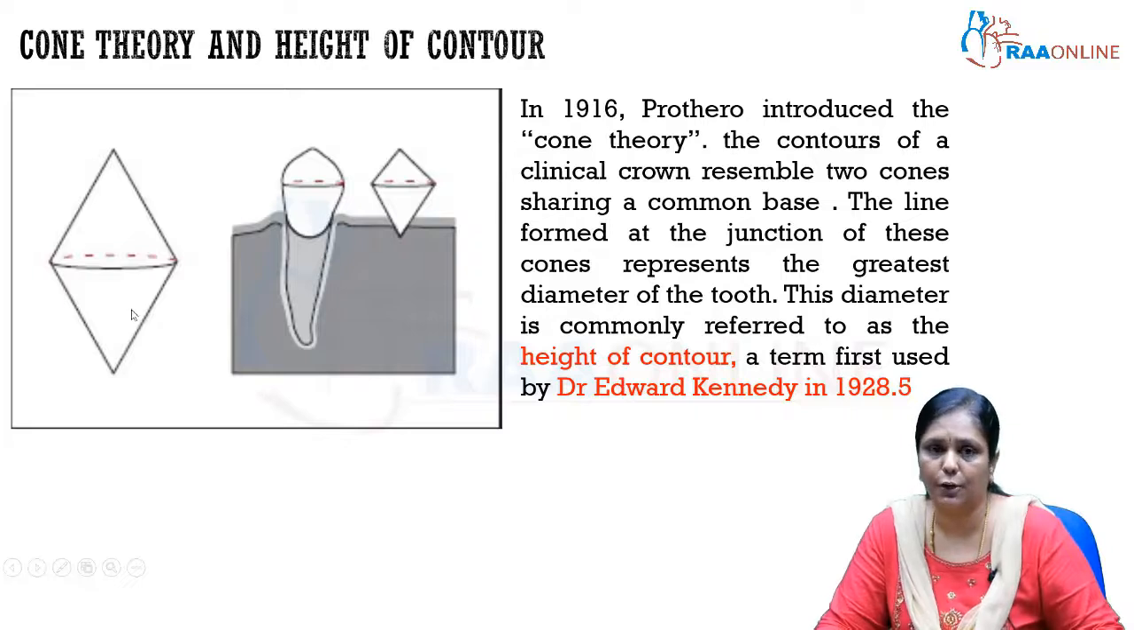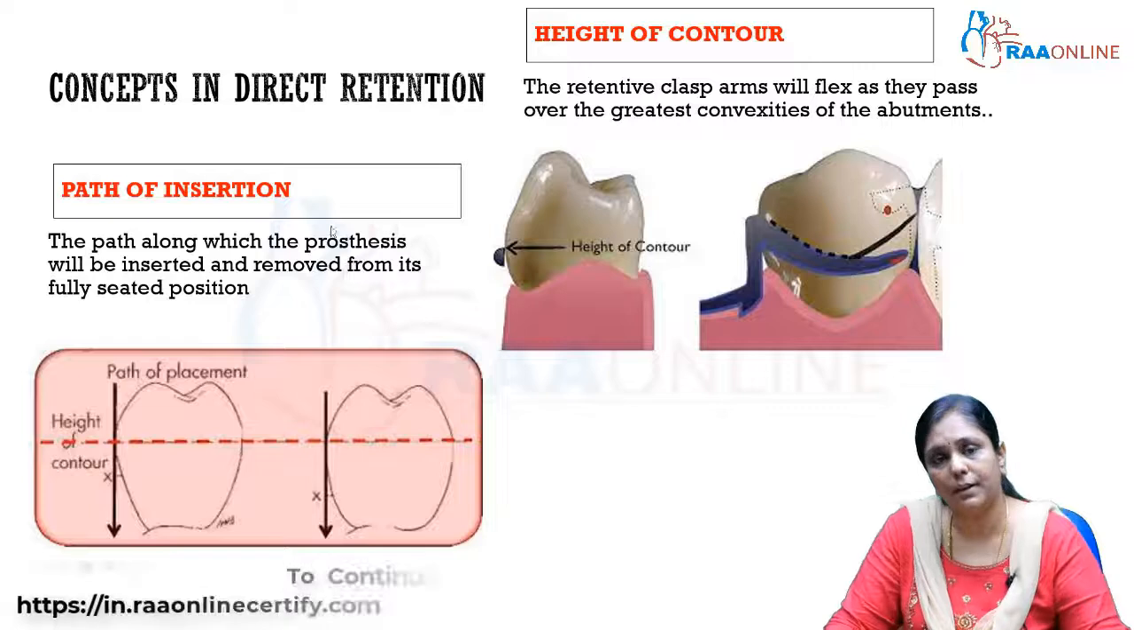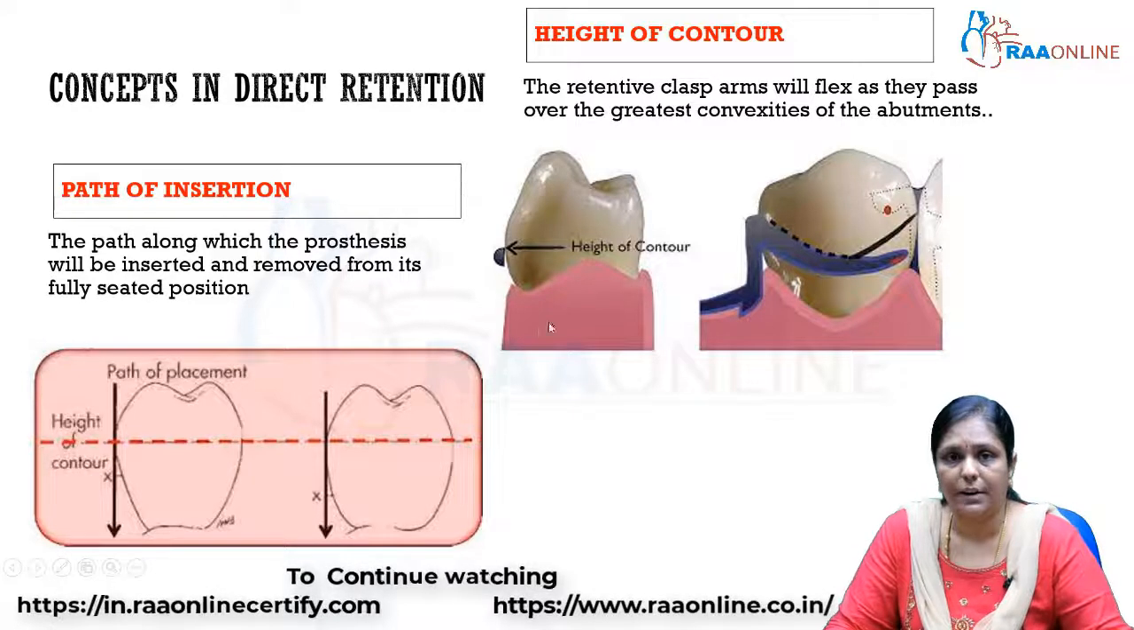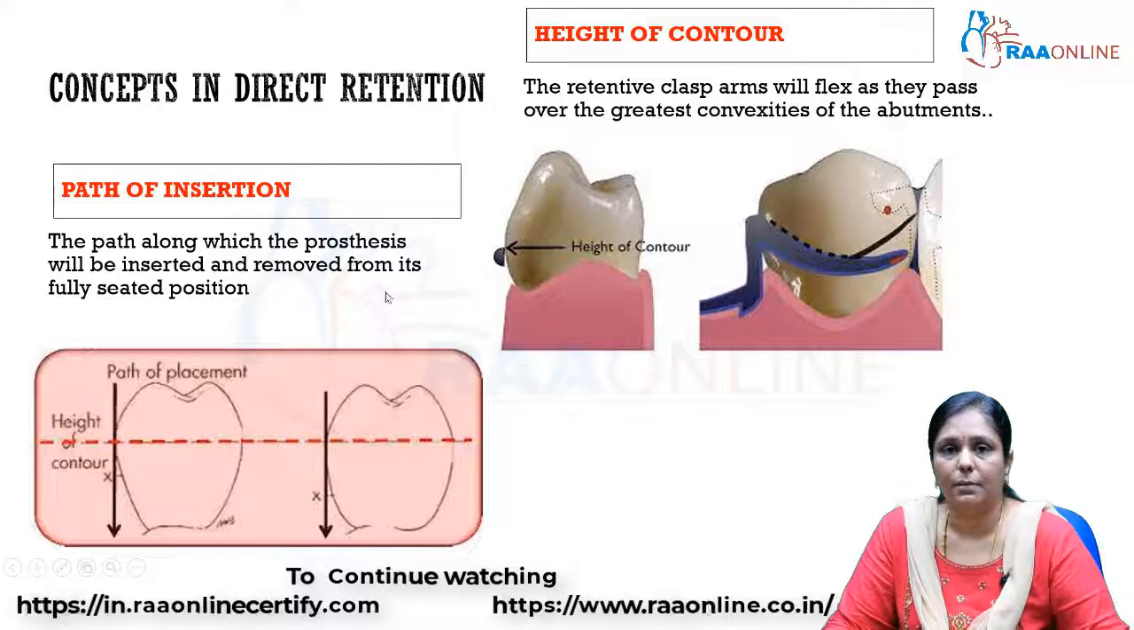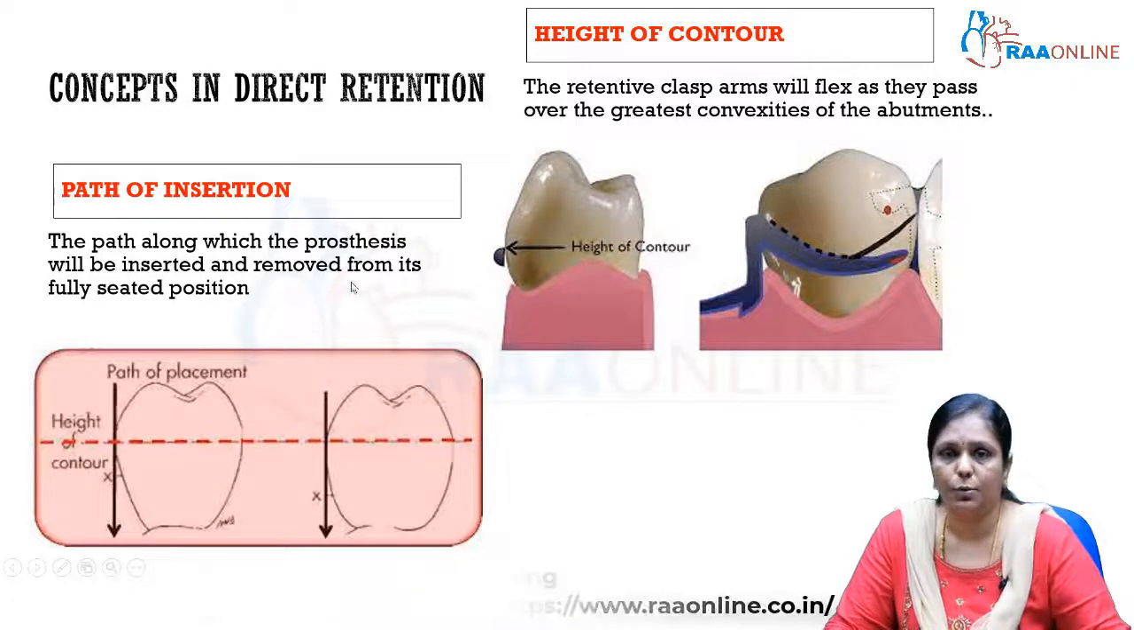This was called the height of contour. To understand it in a very simple way, height of contour is nothing but the greatest circumference of any tooth. As you can see in this picture, the red dotted line and the black line on this premolar show the greatest circumference of that particular tooth, and that is called the height of contour. Now why should we know this height of contour? The next important concept behind direct retention is that these are the two important points that govern how a direct retainer is going to act to give retention to a denture.